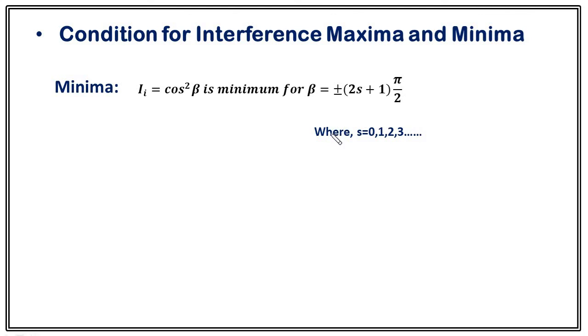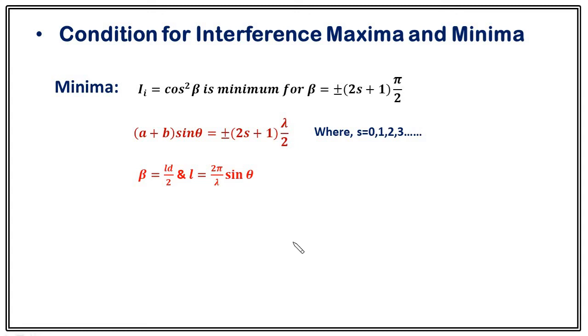Now let us write it in terms of theta, because theta is our actual parameter. We know beta equals L d by 2, where L equals 2 pi by lambda sine theta. Just substitute it here and you will get (a plus b) sine theta equals plus minus (2s plus 1) lambda by 2. So this is the condition of interference minima.